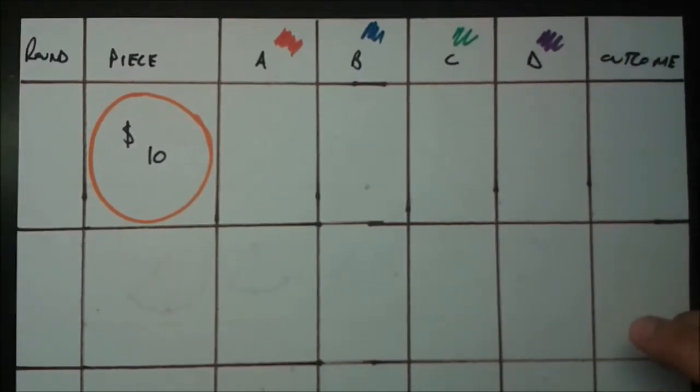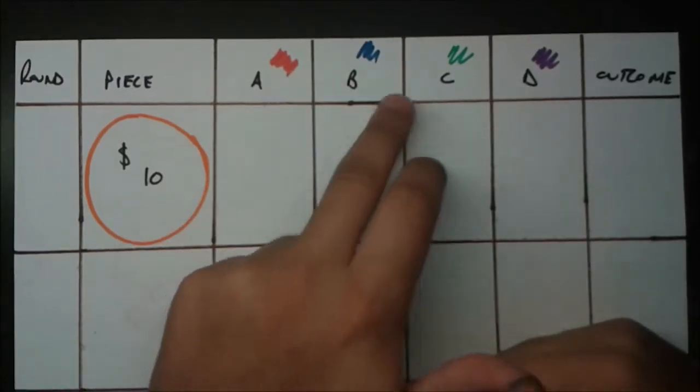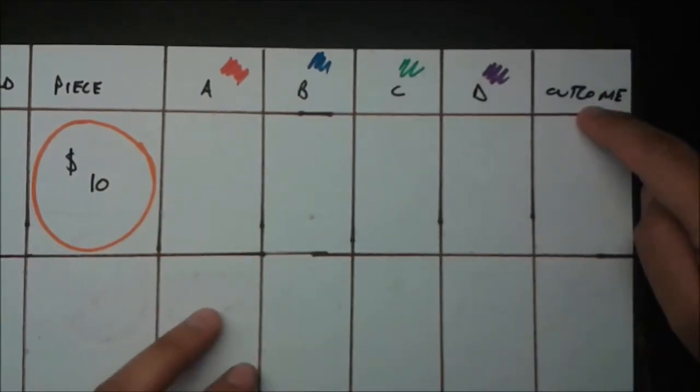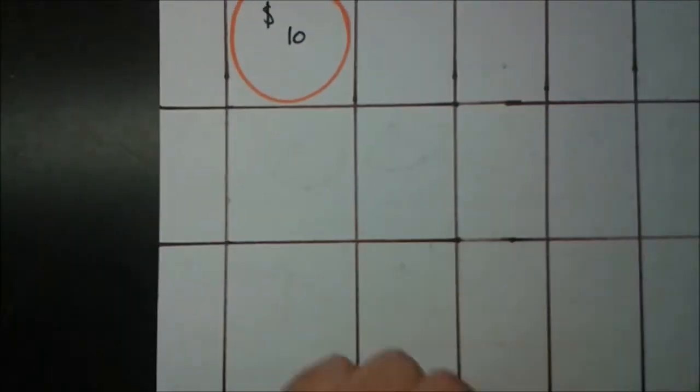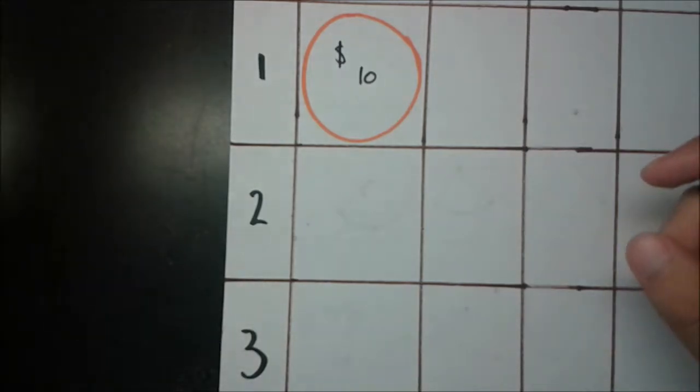because it's very algorithmic. So at the top I have these labels, which round it is, what piece we're dealing with, A, B, C, and D, which are 4 players, and I've color-coded them for convenience for later on, and the outcome after each round. So this particular game will consist of 3 rounds. And let's just jump right into it and see how to play.